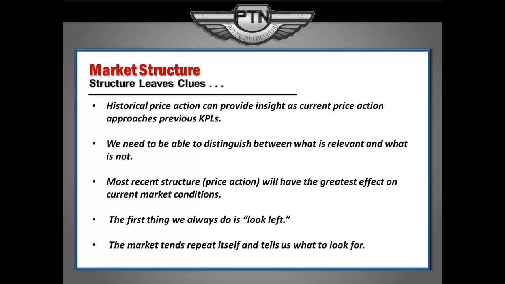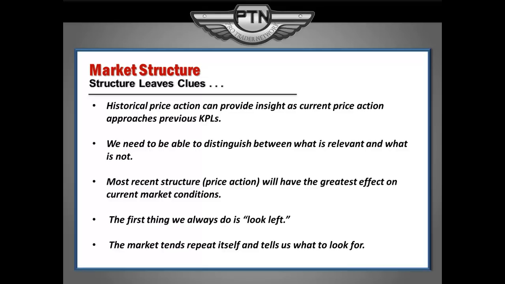We know that historical price action can provide insight as current price action approaches these previous key price levels. And as I mentioned, we need to be able to distinguish between what is relevant and what is not in the context of current price action. So the most recent structure is going to have the greatest effect on the current market conditions. Most recent historical key levels, of course, are going to be the areas where current price will tend to gravitate.